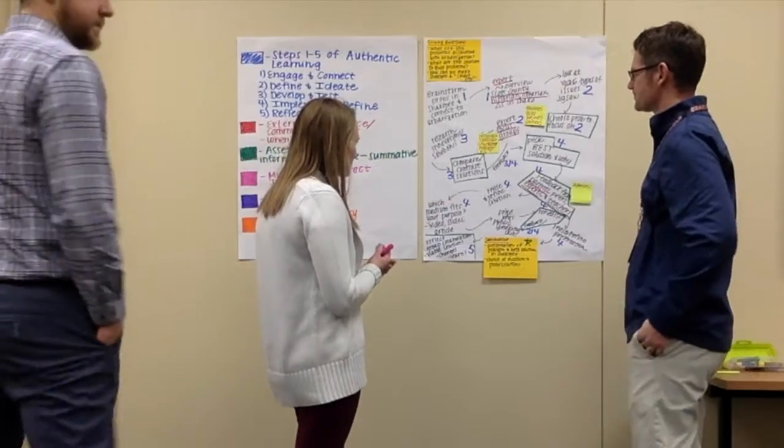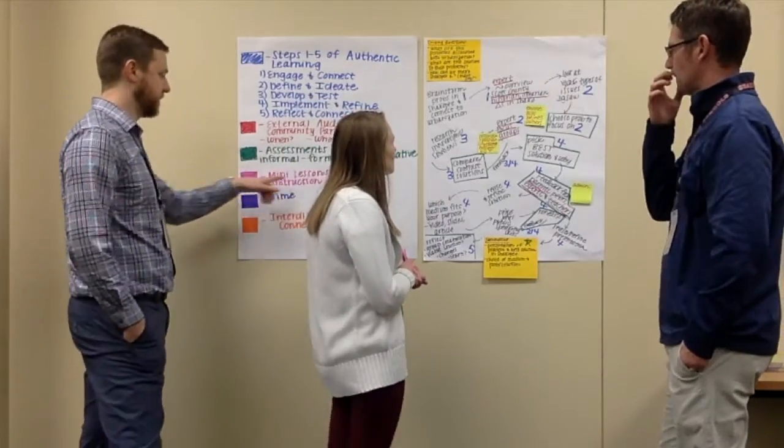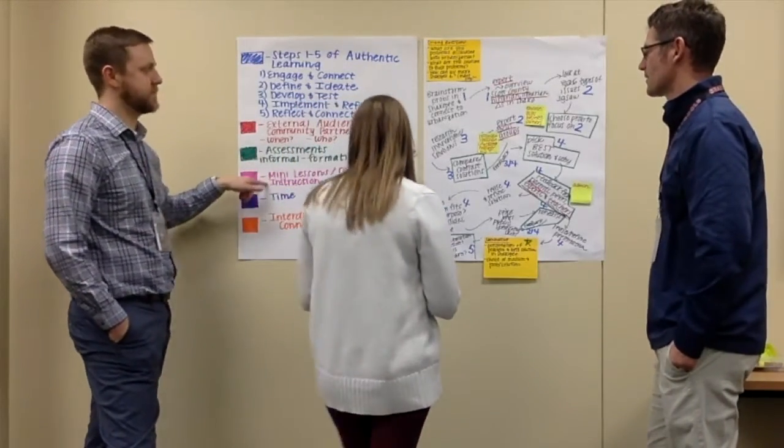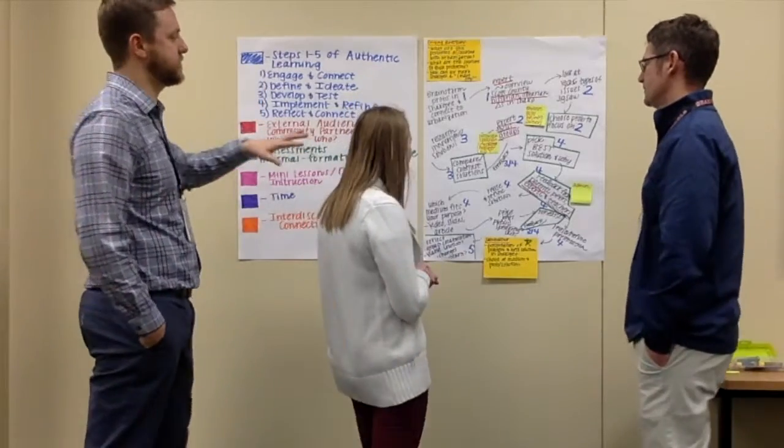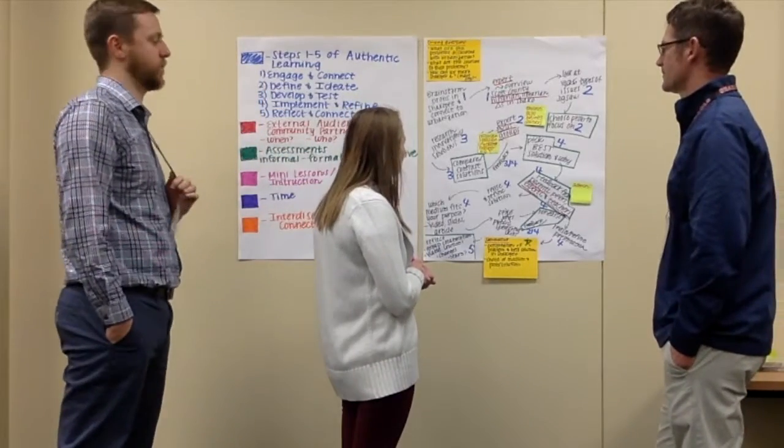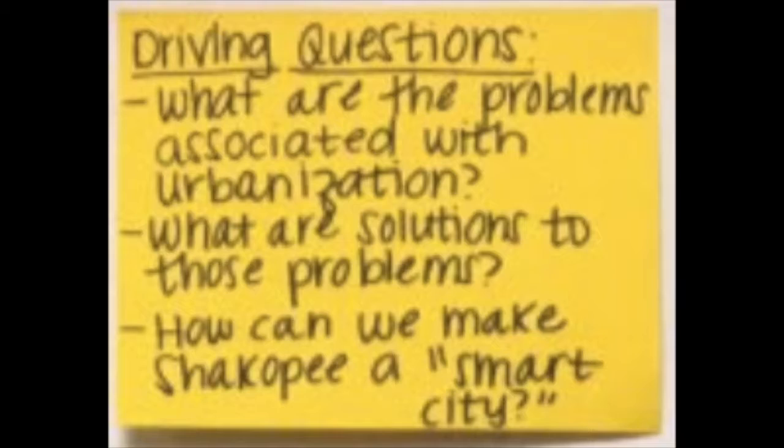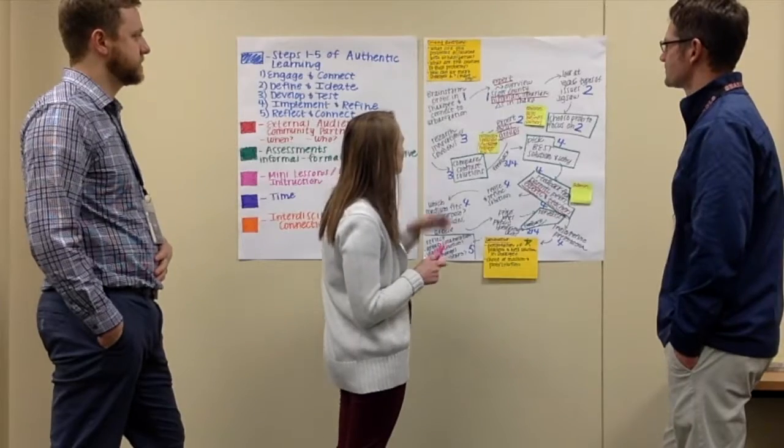All right, so the next step in the process here, the lens we're going to look at is mini lessons and direct instruction. So anything that the teacher is planning and leading students through. Okay, so when we think about our driving questions, we want to make sure that students understand the problems associated with urbanization, solutions to those problems, and making Shakopee a smart city, so figuring out those solutions.